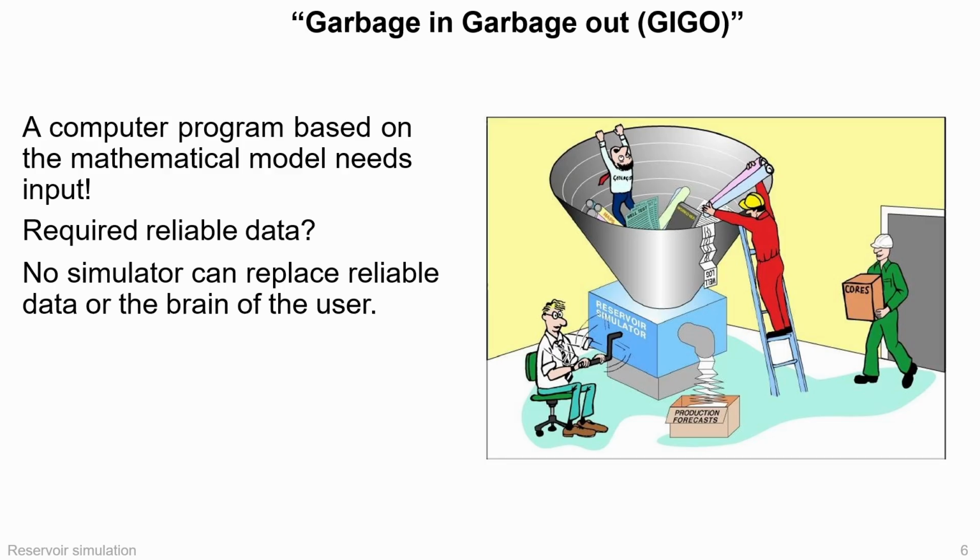This is the famous GIGO principle, garbage in, garbage out. Why is this so important? Because students sometimes think that more advanced software automatically means more accurate results. That is not true. If porosity is wrong, permeability is wrong, fluid properties are wrong, or well controls are unrealistic, then the forecast will also be wrong.